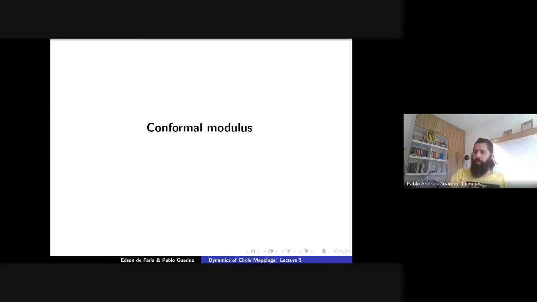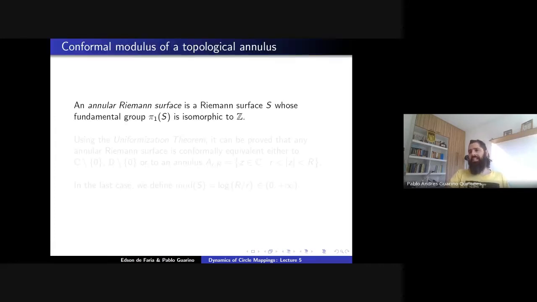So the conformal modulus. You have a Riemann surface S, and we will say that this Riemann surface is an annular Riemann surface if its fundamental group is isomorphic to the additive group of integer numbers. So it has the same homotopy type as the circle. If you think of the complex plane, what we usually call a topological annulus in the complex plane is an open and connected set in the plane whose fundamental group is isomorphic to the integers. So this is the idea. In general, you can do it for abstract Riemann surfaces.